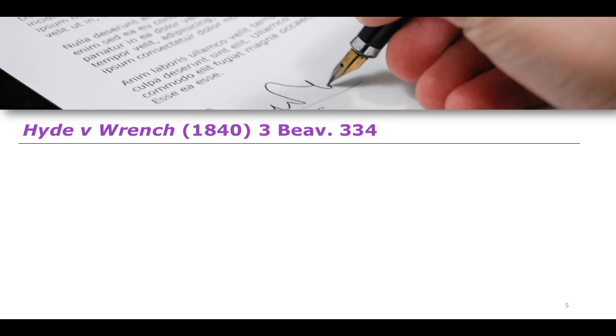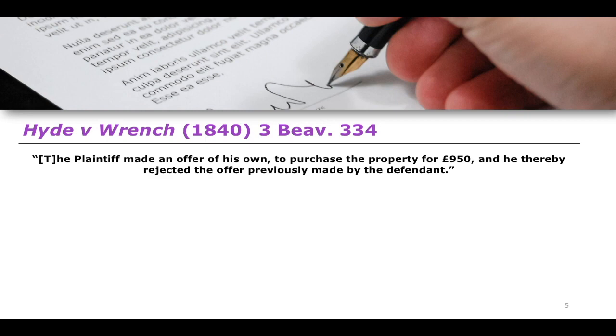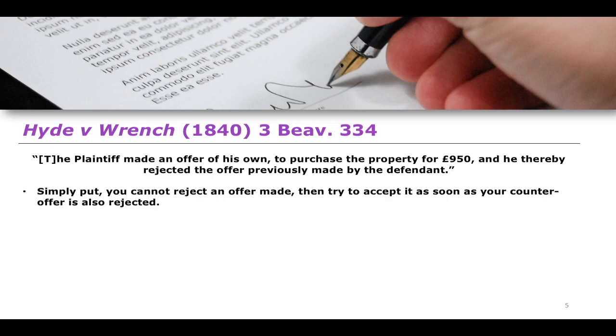According to Lord Langdale, the plaintiff made an offer of his own to purchase the property for £950, and he thereby rejected the offer previously made by the defendant. And the general rule of thumb here that is established is that if you try and make a counteroffer, you are implicitly rejecting the original offer. And so at that point, that original offer is gone. And it is up to the defendant, in this case the offeror, to make that offer again for you to accept it. You can't then go back and say, actually, this offer that you originally made was an offer that I'm going to now accept. And so that's what happened in this case. Simply put, you cannot reject an offer that is made and then try to accept it as soon as your counteroffer is also rejected.